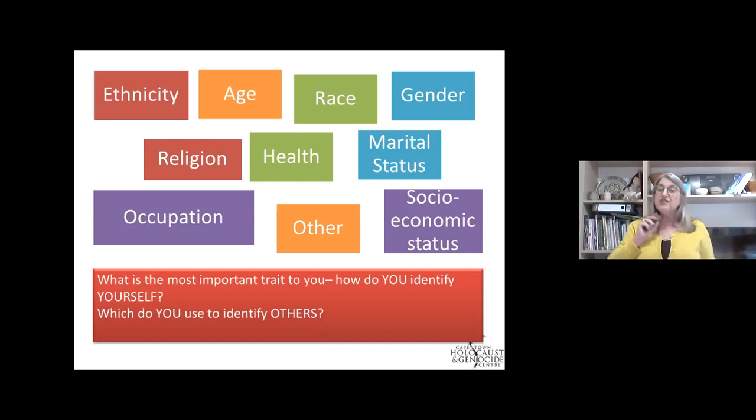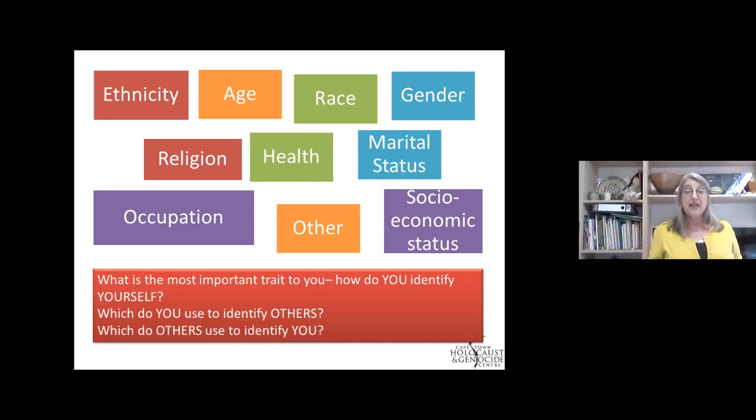And then I want you to think about what you use to identify other people. So when somebody's walking down the street towards you, you don't know them, but they might be dressed in a certain way. They might walk in a certain way. They might look a certain way. They might be behaving in a certain way. Which ones of those things do you use to identify that person and put them into sort of a box, if you know what I mean? And then what do you think other people use to identify you? What do you think if you were walking down the street towards me, what do you think are the first things I would identify about you?